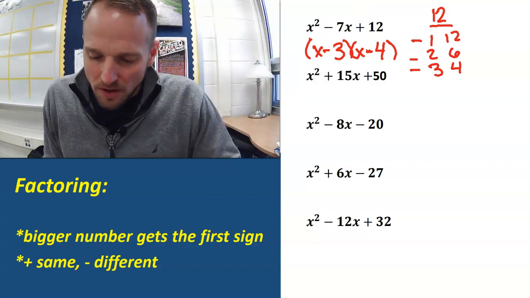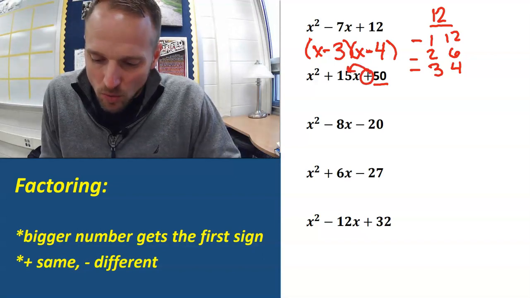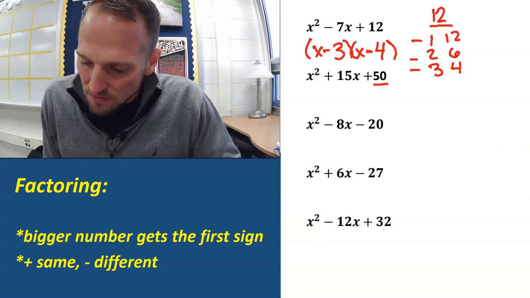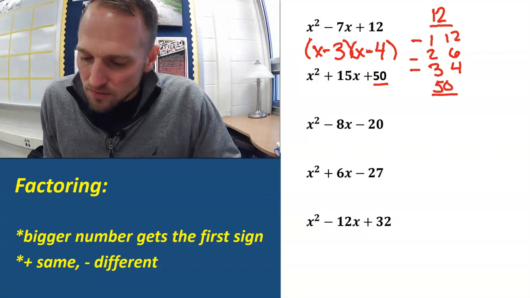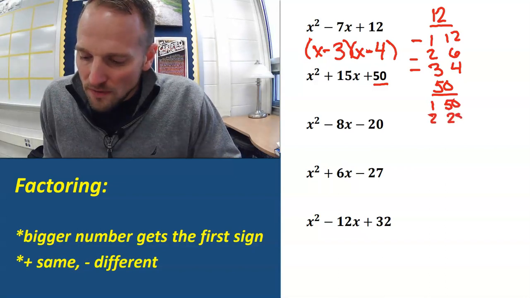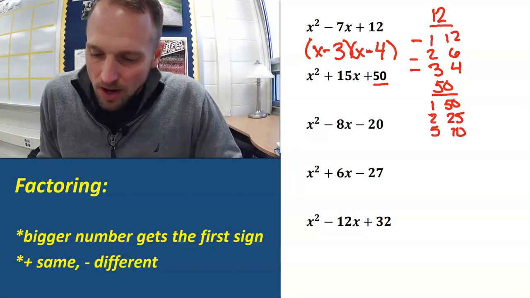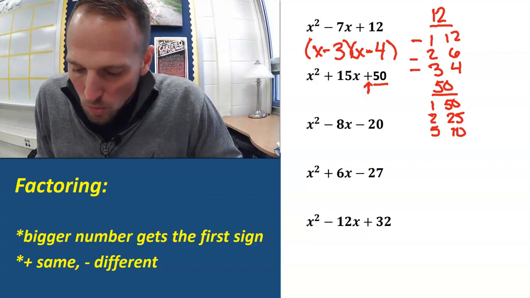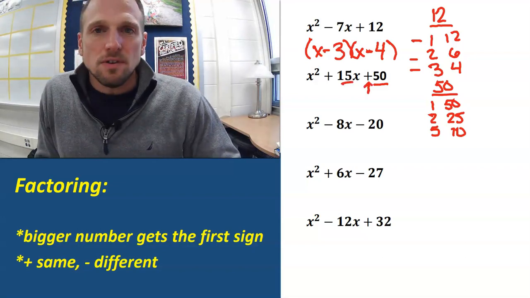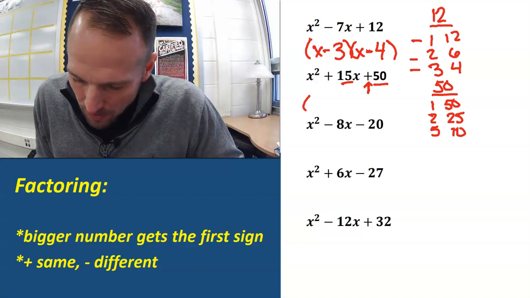The next one, we are looking for numbers that multiply to get 50 and add to get 15. So what's going to multiply to get 50 and add to get 15? Well, the factors of 50 are 1 and 50, 2 and 25, 5 and 10, and that's going to be it. So now, which one of those pairs will add to get 15? Well, I bet you can see what it is. I'm going to put the x's up front.